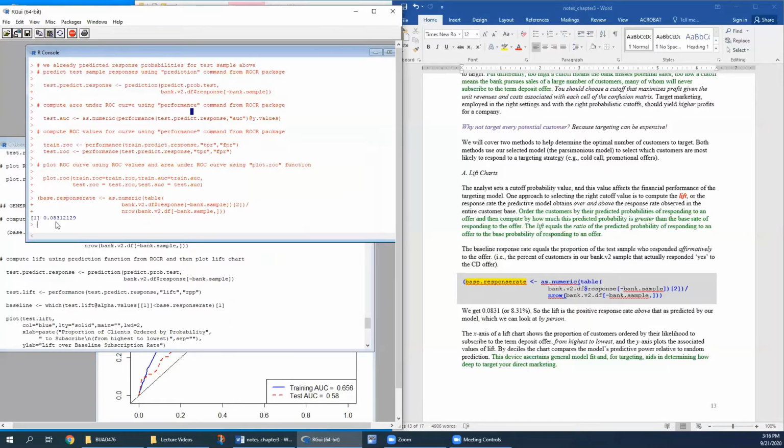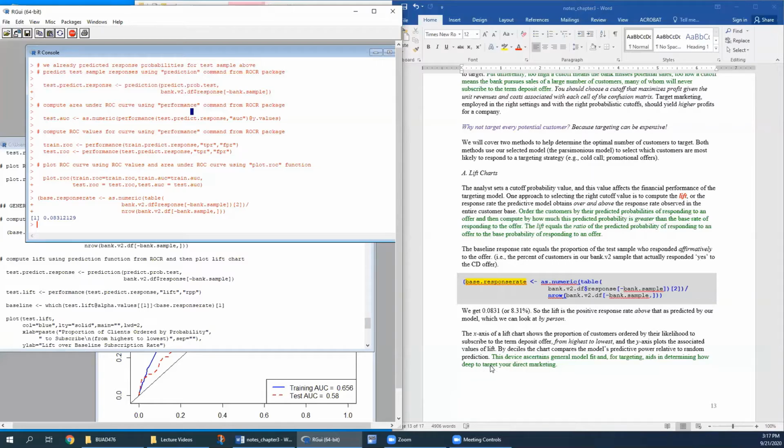So we see that the base rate is 0.08. That means that 8.31% of people said yes. So basically the average person in our data is 8% likely to say yes. So to be most effective and efficient with our targeting marketing budget, we should only target and reach out to people who, our model predicts, are more than 8% likely to say yes. Otherwise, we're targeting people who are below average, and that's kind of a waste of money because they're less likely than the average person to say yes.